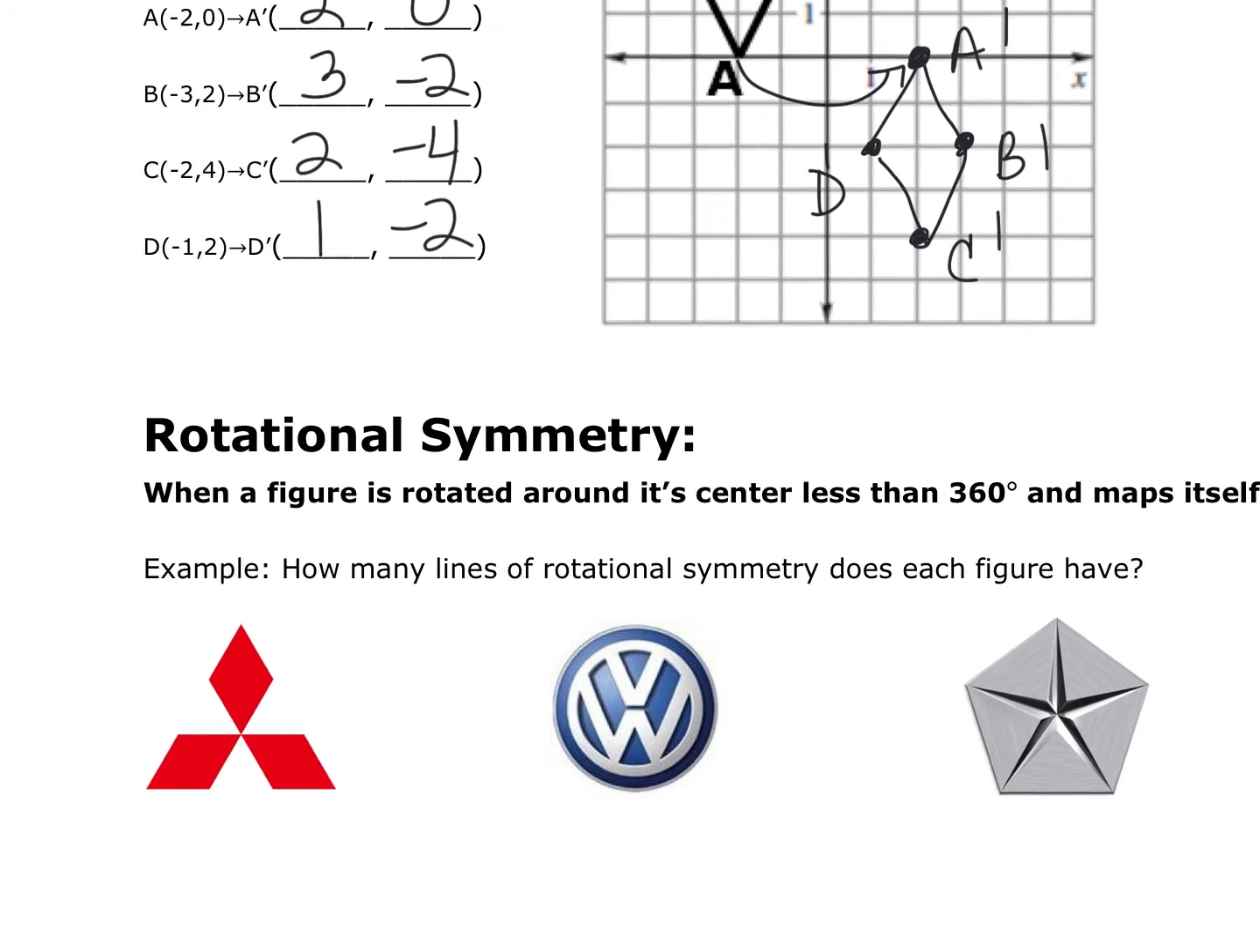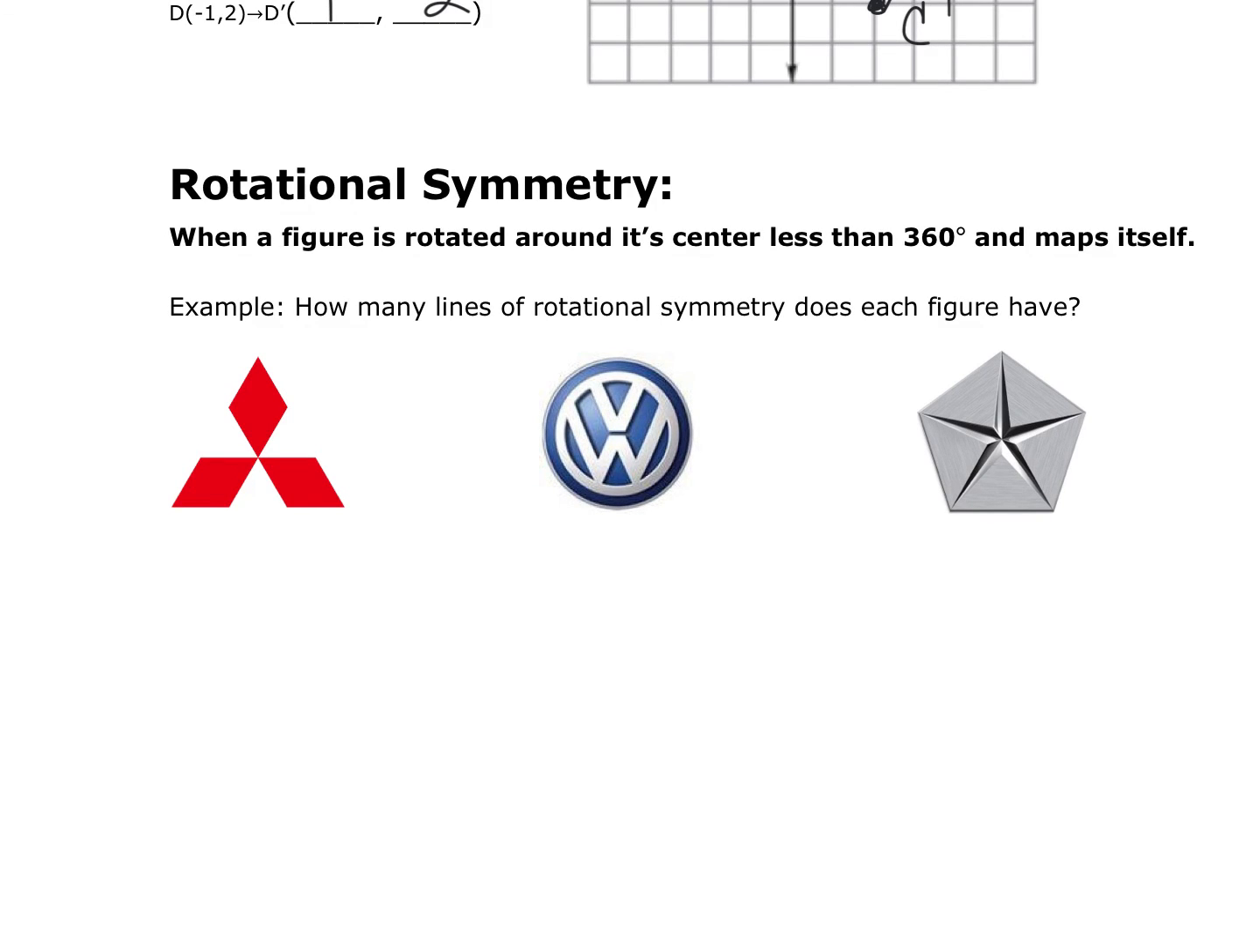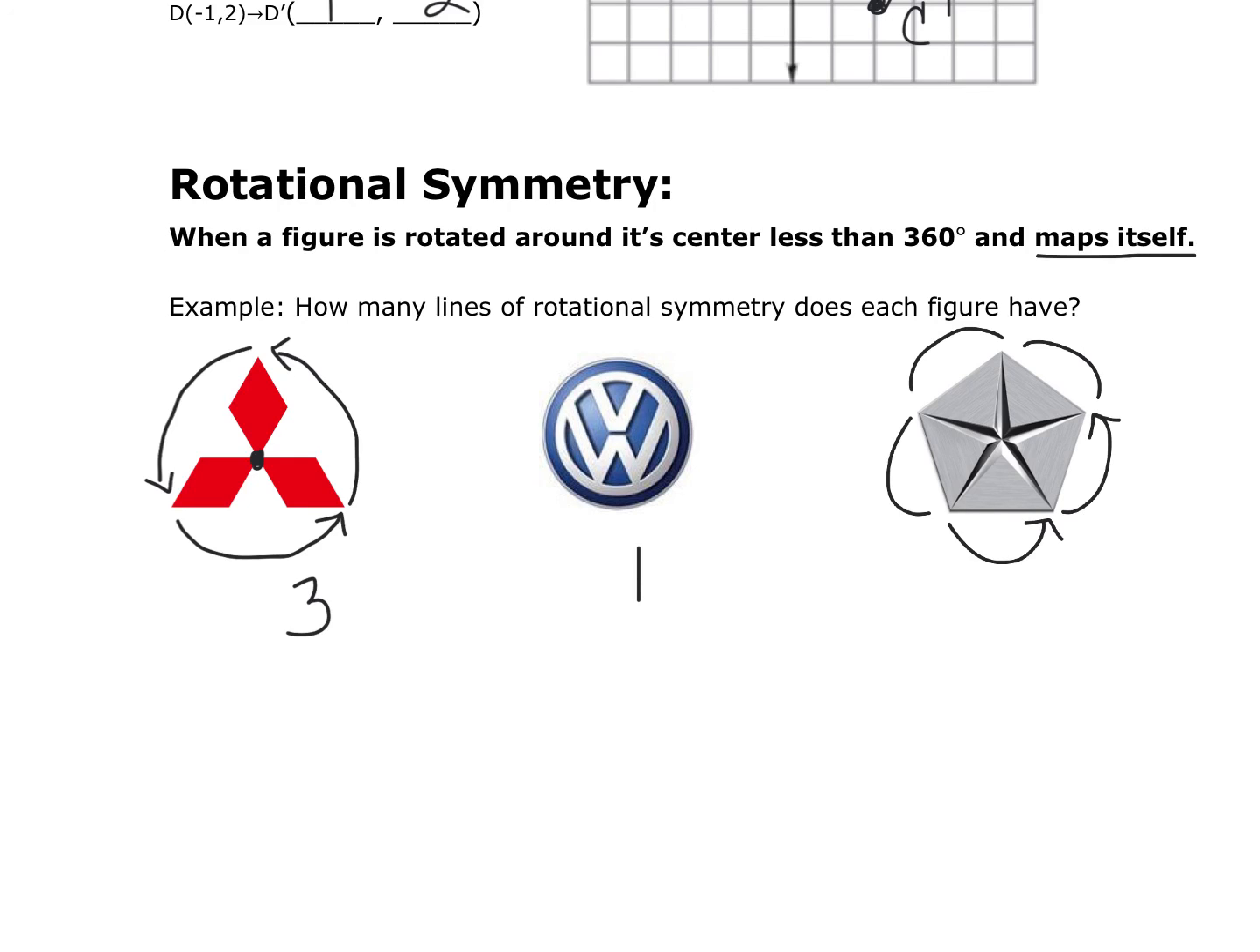Okay, so since we're talking about rotation, let's talk about rotational symmetry, which is when a figure is rotated around its center less than 360 degrees and maps onto itself. So for example, this is the center, and if we rotate it, this will be right on top of itself 1, 2, and then 3 times. This one doesn't ever map onto itself, or it does once, okay? And then this one, we have 1, 2, 3, 4, 5 rotations.